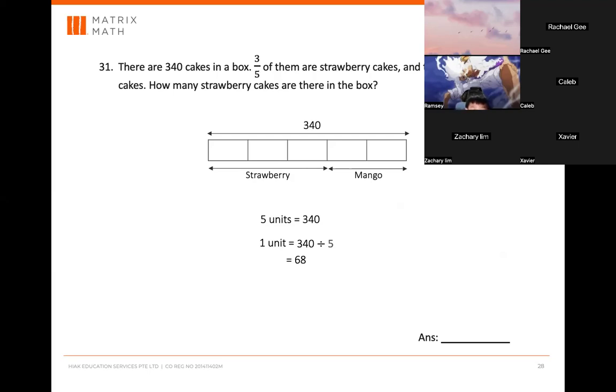The question asks how many strawberry cakes. There are a total of 3 units. So 3 units worth of strawberry cakes will be 68 times 3, which is 204. So the answer will be 204 strawberry cakes. Most of you got it.